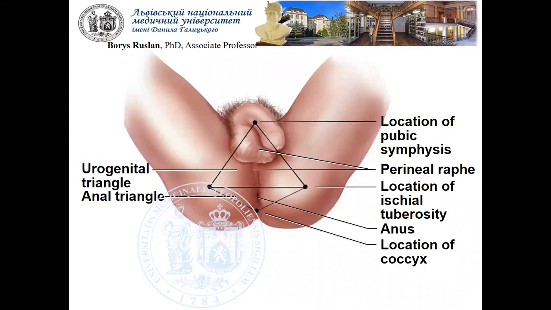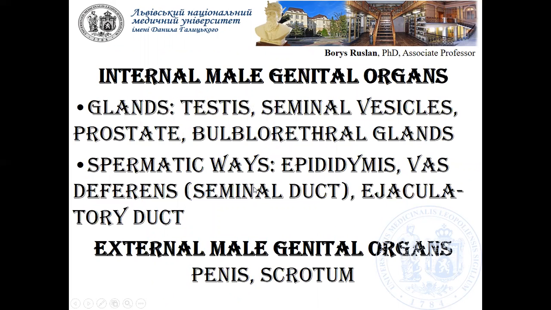In this picture, we are watching the perineum of the male reproductive system, right? Scrotum, you can see penis, anus, right? And the two triangles, the urogenital triangle and the anal triangle here. It's a male body, right? Here might be the location of the pubic symphysis. This one, perineum.